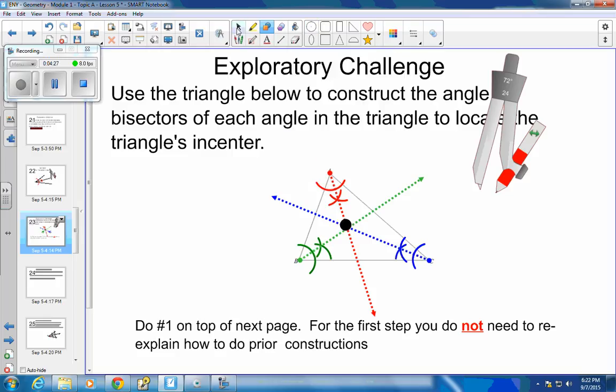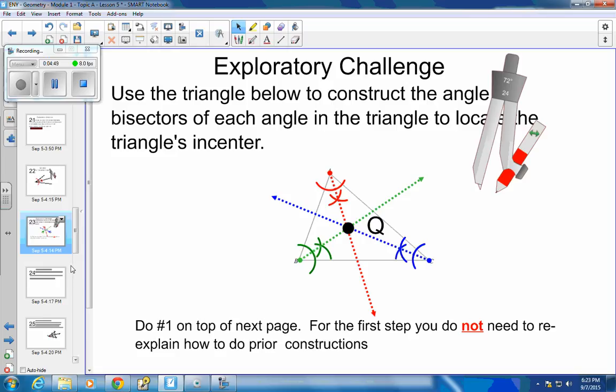I don't need my point to be that big. And there is my point of concurrency. And I'm labeling this one Q, because it is different than my other point of concurrency. They will not land on the same point. So point P and point Q will be in different places.